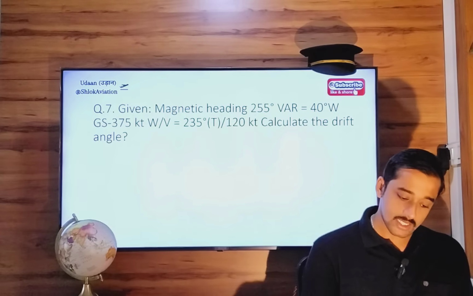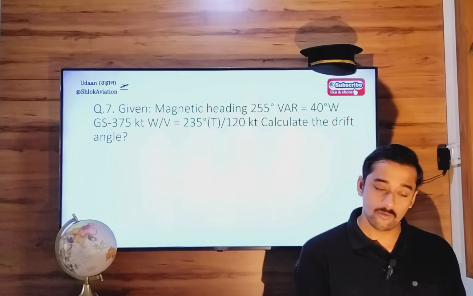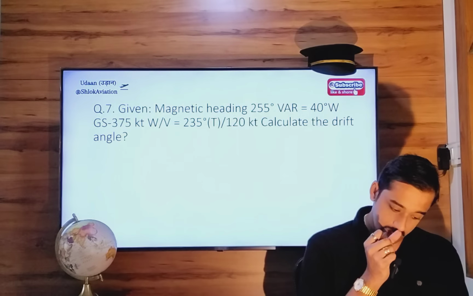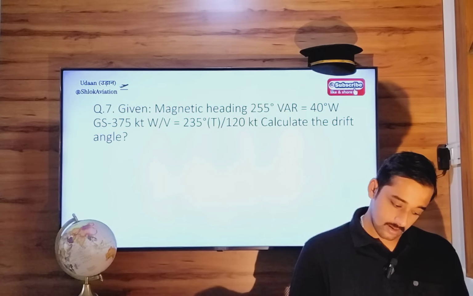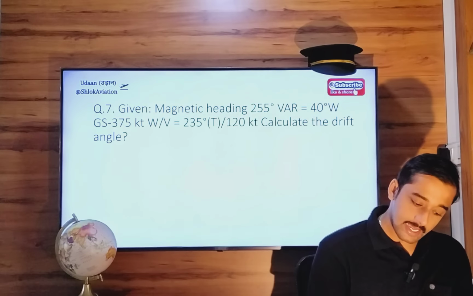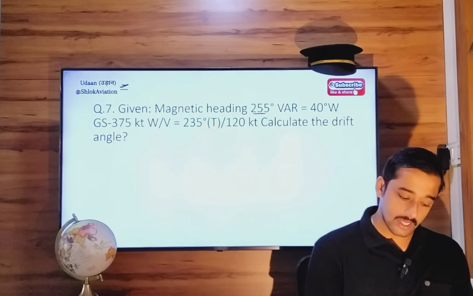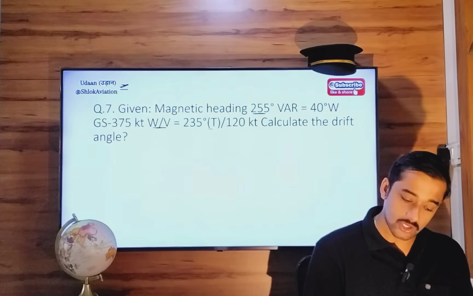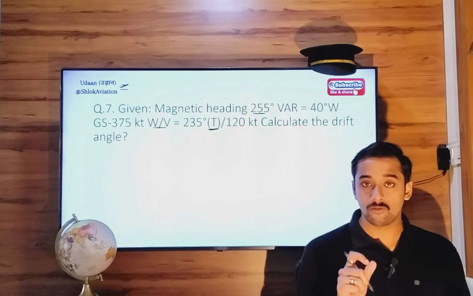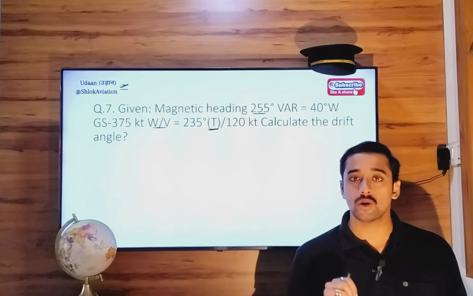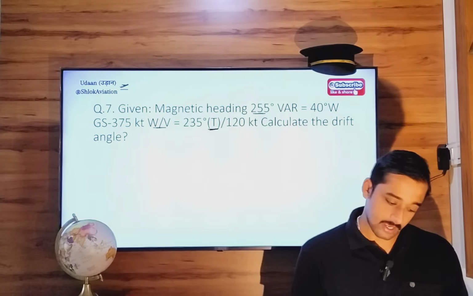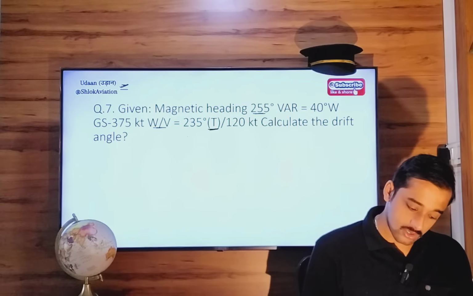Next, question 7. Magnetic heading is given to you, variation is there, ground speed is there, wind velocity is there, what is drift? Now, magnetic heading is given to you. But look at the winds. Winds are reported in true. So convert true winds into magnetic winds and substitute that in your CH3 to find out drift angle. So 235 is true.